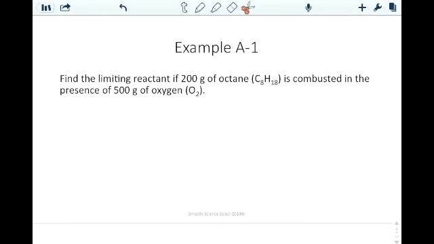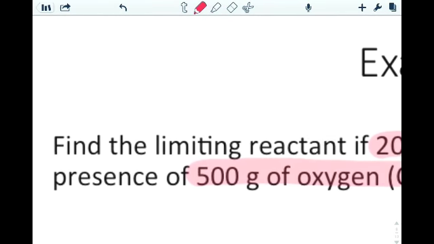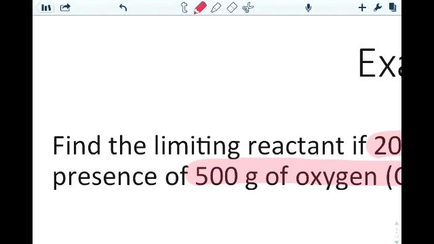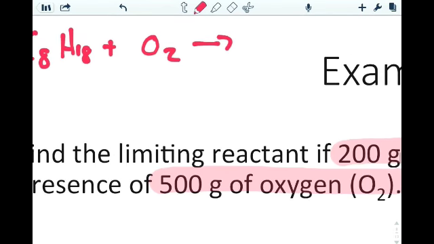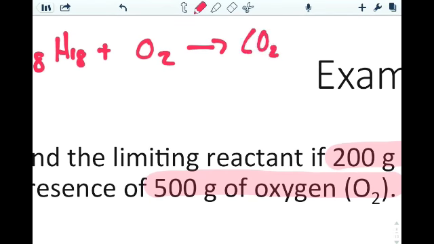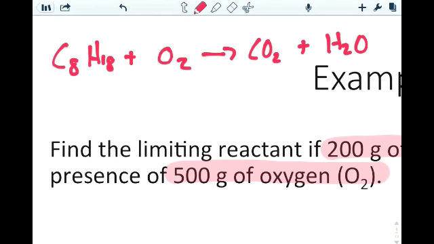It says find the limiting reactant if 200 grams of octane is combusted in the presence of 500 grams of oxygen. So it's a combustion reaction. The first thing we need is a balanced chemical equation. So let's go ahead up here. Octane is going to be our C8H18 plus we have our O2 gas reacts to form CO2 plus our water. Okay, so let's go ahead and balance this out.